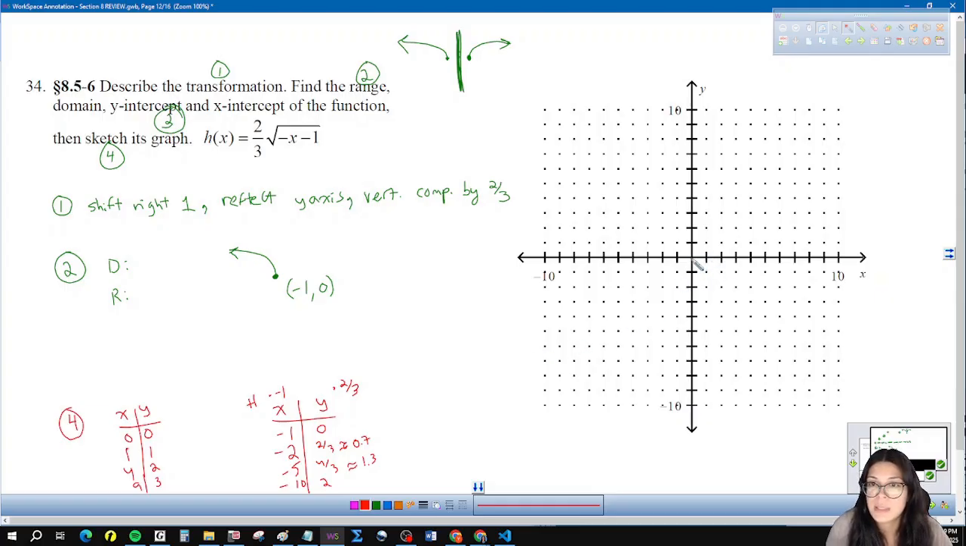So our new points are -1, 0, which is our extrema, -2 and 0.7, -5 and 4/3, which is about 1.3, and -10 and 2. And again, that was our extrema point, so our arrow is going to point that direction. Make the graph a little bit more neat. There we go. Close enough.